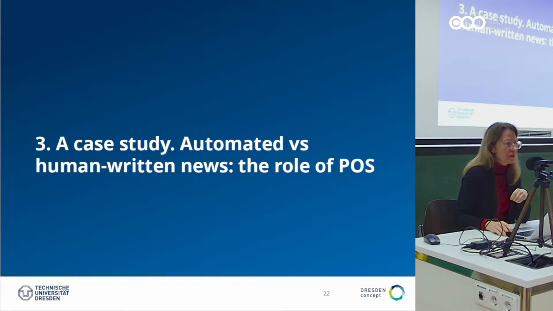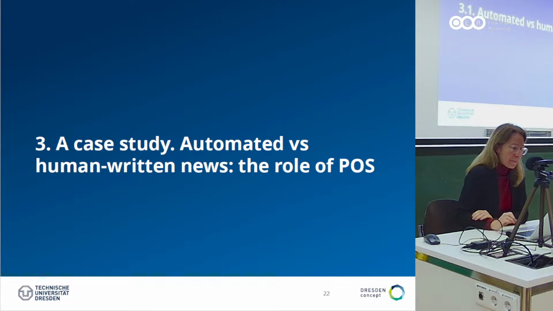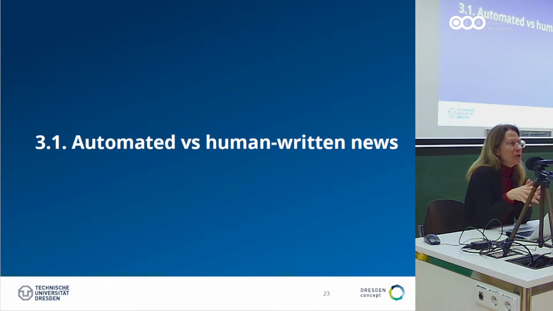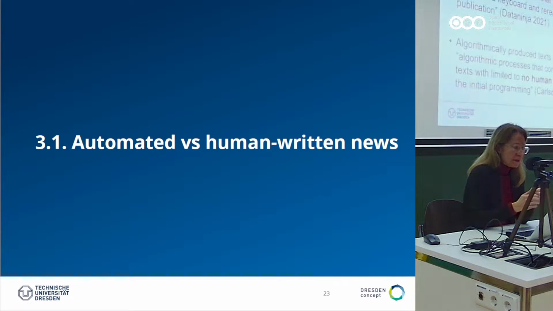And here we come to this case study. Case study related to the difference between two text typologies or text categories, automated versus human written news, and the role of POS tagging. Before we then consider the role of POS tagging, it is important to make a distinction between what are automated texts and human written texts. I don't have to define that; we all know what it is. But what are automated texts?